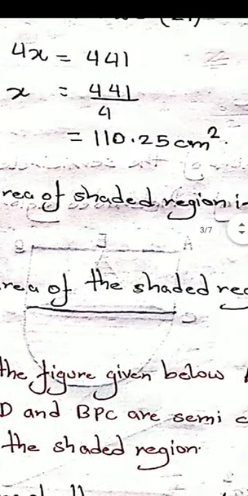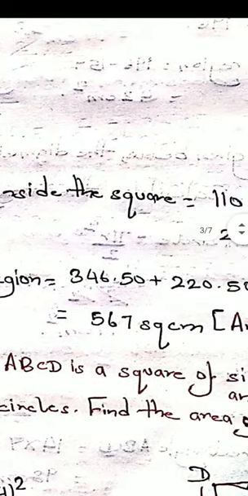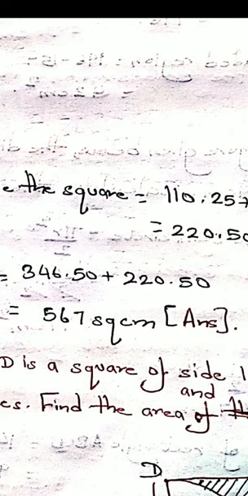So therefore area of the shaded region equals to the area of the semicircles, that was 346.50, plus area of the two triangles, that is 220.50, which when added will become 567 square centimeter.